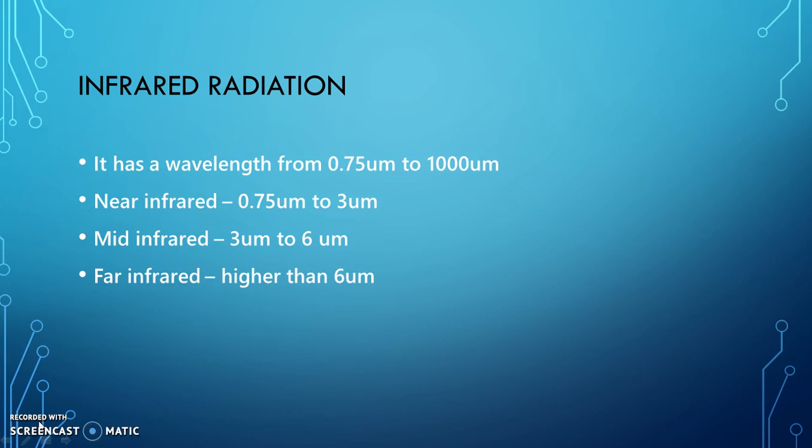Infrared radiation is the portion of the electromagnetic spectrum having wavelengths longer than visible light wavelengths but smaller than microwaves. That is, the region roughly from 0.75 micrometer to 1000 micrometer is the infrared region. Infrared waves are invisible to human eyes. The wavelength region of 0.75 micrometer to 3 micrometer is called near infrared. The region from 3 micrometer to 6 micrometer is called mid infrared and the region higher than 6 micrometer is called far infrared.